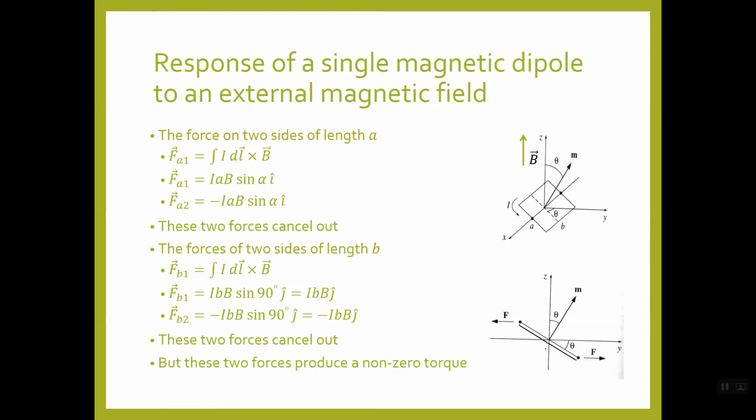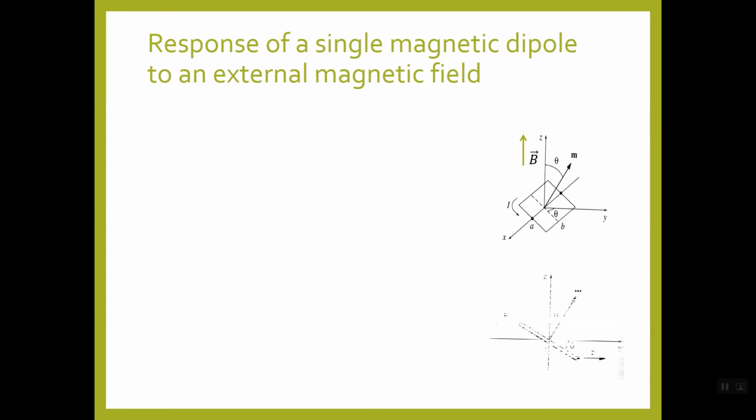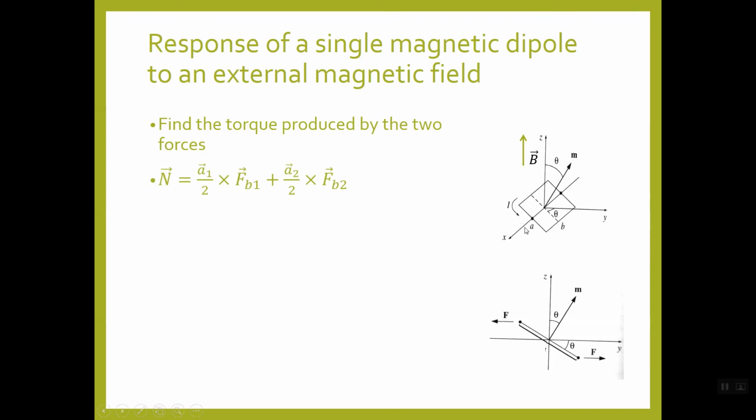But we're going to find that these forces produce a non-zero torque on the current carrying wire. So we're going to find the torque produced by the two forces. The torque here is going to be the lever arm, which is a over 2, cross force F_B1. For this one, the lever arm is also a over 2 cross F_B2.